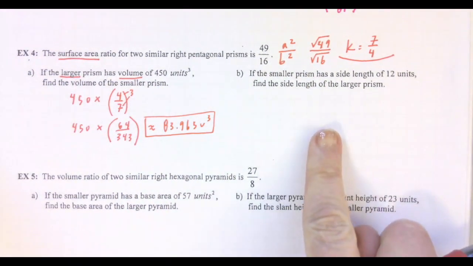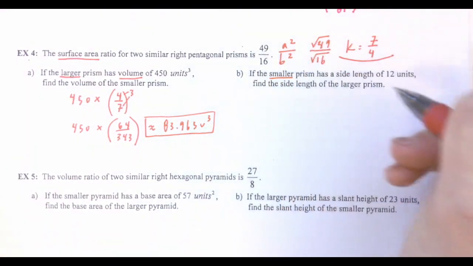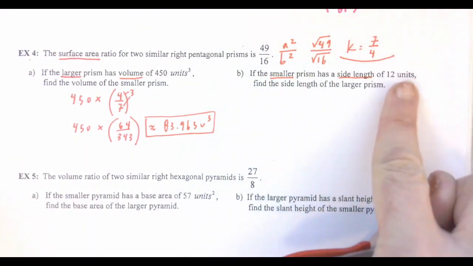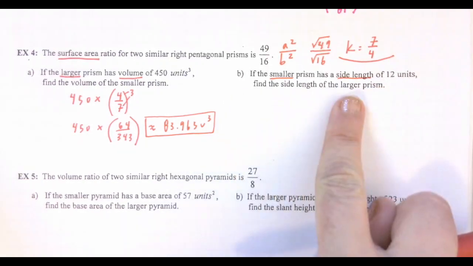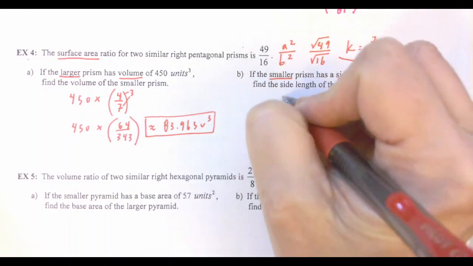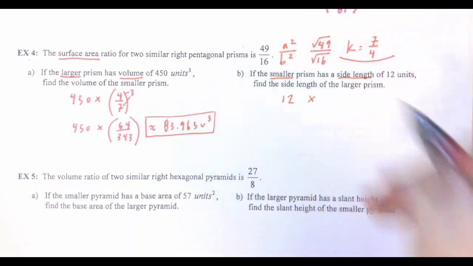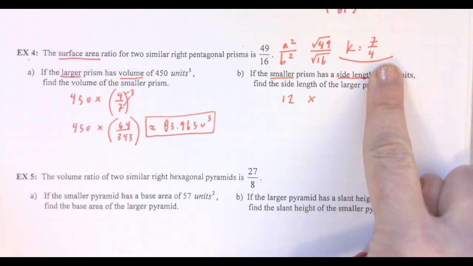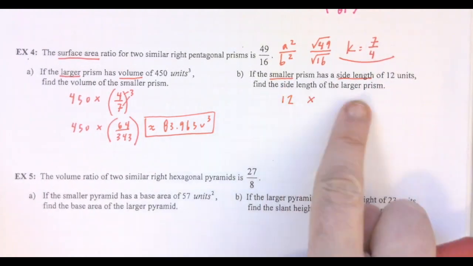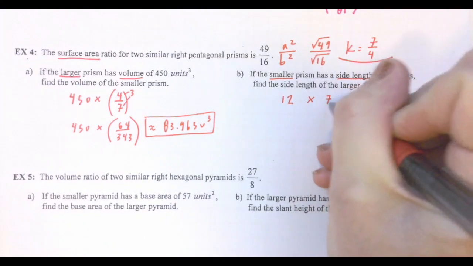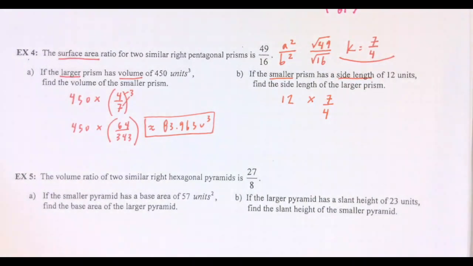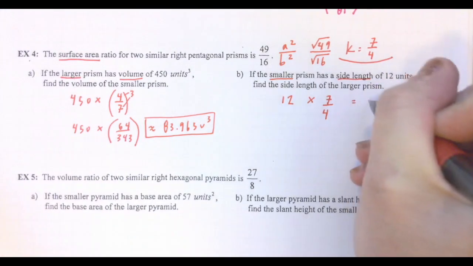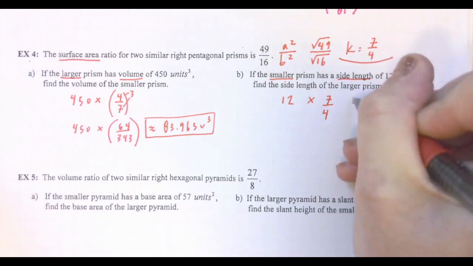Okay, if the smaller prism, so starting small, has a side length of 12, find the side length of the larger prism. So if I start with 12 and I just want a side length, then I'm just going back to the same ratio as my scale factor, just thinking, am I trying to make it bigger or smaller? And since I'm starting small and I'm going big, I'm just multiplying by 7/4. So here, if I multiply across, that is 84/4, which gets me a nice clean 21 units.